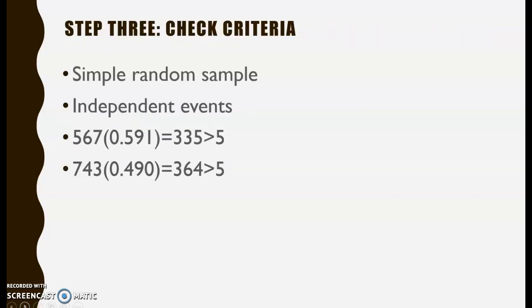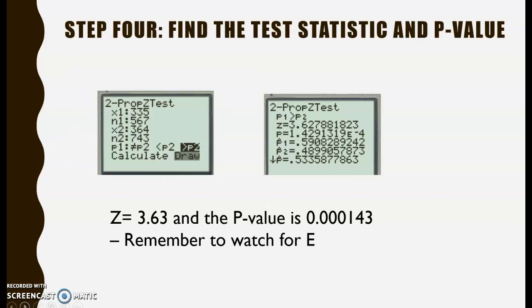Then we take our n times p for both groups and make sure they're both greater than 5, and this is fine. Then we go to step 4. So we pull up the test statistic, and we're looking for the test statistic and p-value.